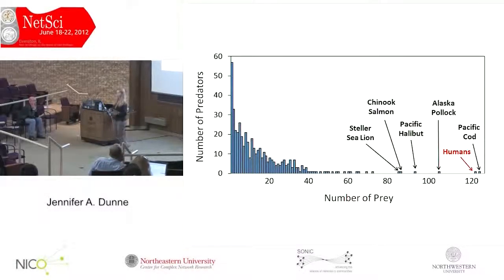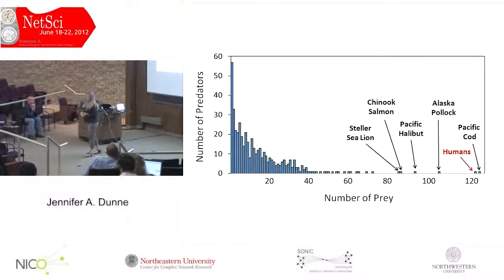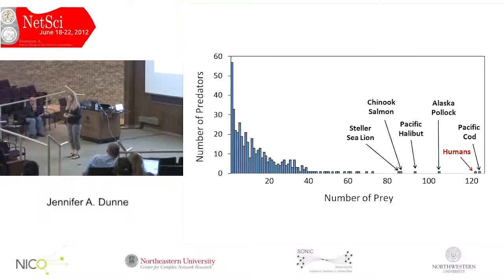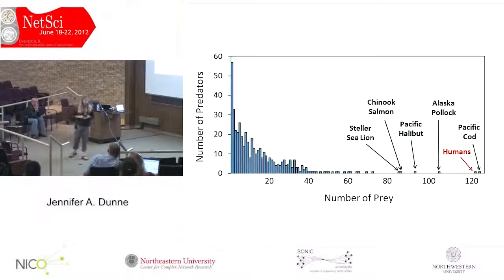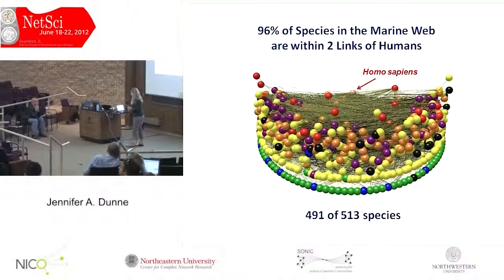They're super omnivores. They're feeding at all trophic levels. They have the shortest, or near the shortest, mean path lengths in this system. So they really are playing outstanding topological roles in this system. And again, 96% of the species in the marine nearshore system here are within 2 links of humans.